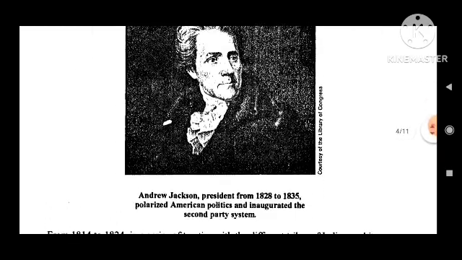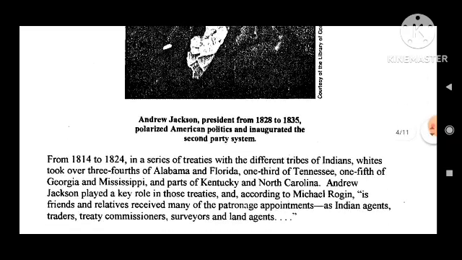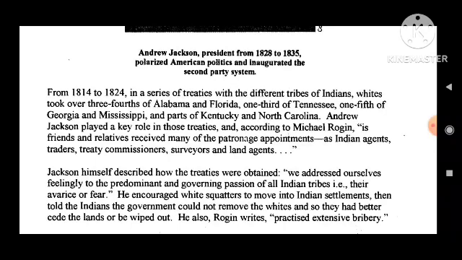So here you can see the picture of Andrew Jackson, the president from 1828 to 1835, who polarized American politics and inaugurated the second party system. From 1814 to 1824, in a series of treaties with the different tribes of Indians, whites took over three-quarters of Alabama and Florida, one-third of Tennessee, one-fifth of Georgia and Mississippi, and parts of Kentucky and North Carolina. Andrew Jackson played a key role in those treaties, and according to Michael Rogin, his friends and relatives received many of the patronage appointments as Indian agents, traders, treaty commissioners, surveyors, and land agents.